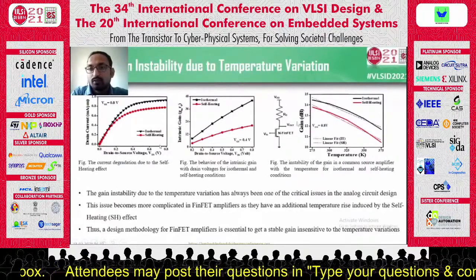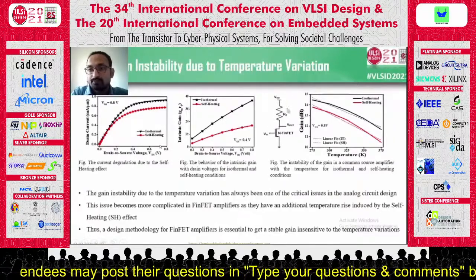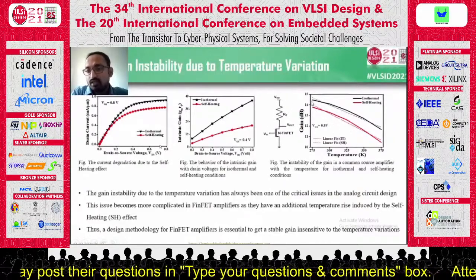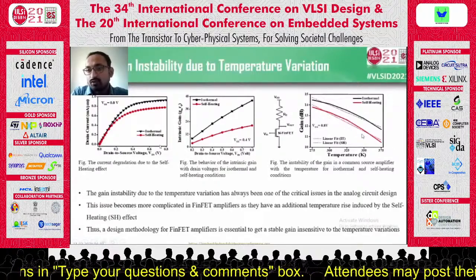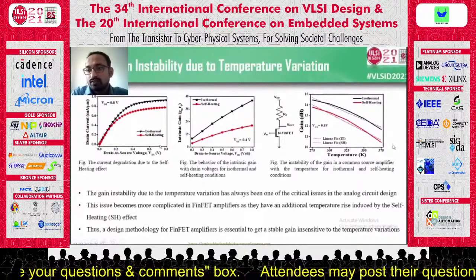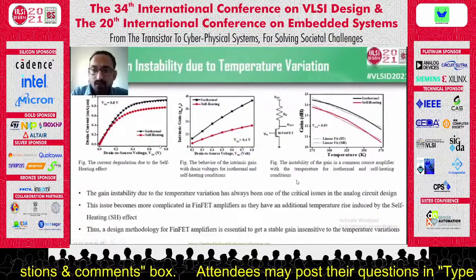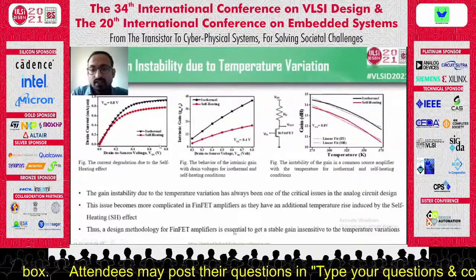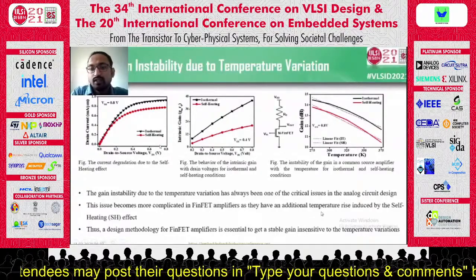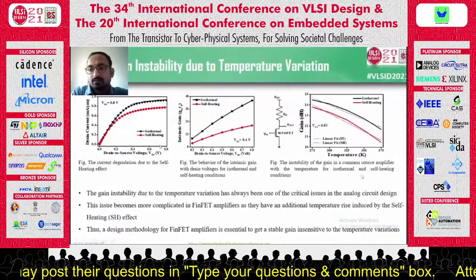Here we have demonstrated the variation of the gain with the temperature for a common source amplifier. We can observe that the variation in the gain with the temperature is almost a linear function. So a design methodology for FinFET amplifiers is essential to get a stable gain insensitive to the temperature variation.